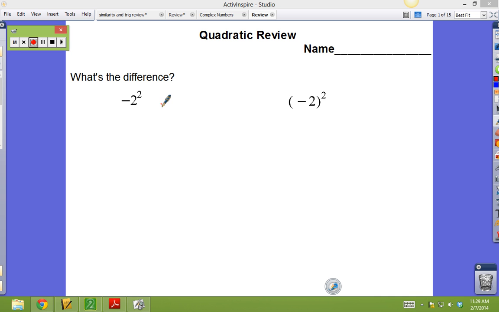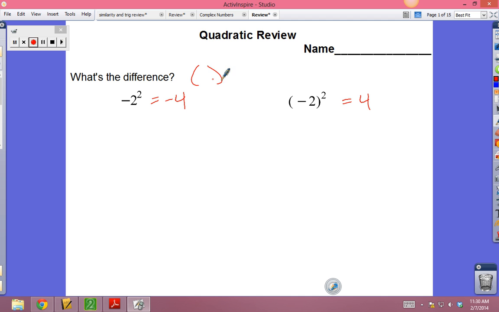Okay, what's the difference? If you punch this in on your calculator, you get a -4. You punch this one in, you get a +4. The difference is the parentheses. The parentheses are a big deal.